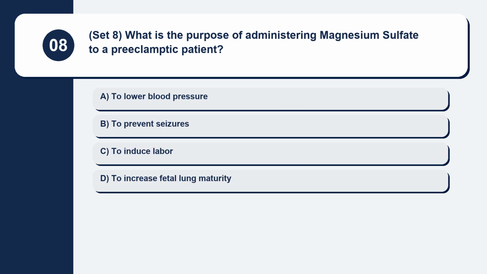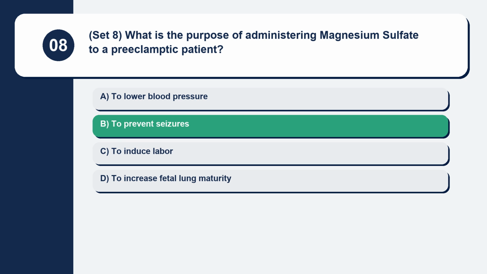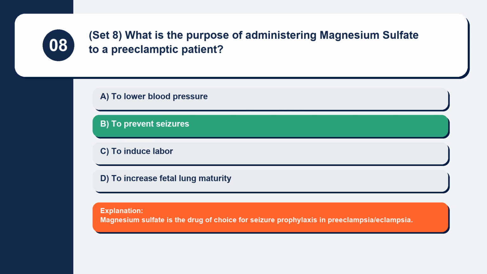Question 8. Set 8. What is the purpose of administering magnesium sulfate to a preeclamptic patient? To lower blood pressure, to prevent seizures, to induce labor, to increase fetal lung maturity. Magnesium sulfate is the drug of choice for seizure prophylaxis in preeclampsia/eclampsia.